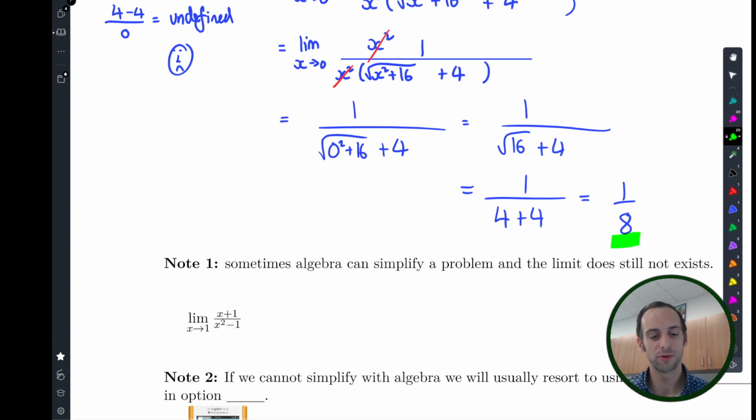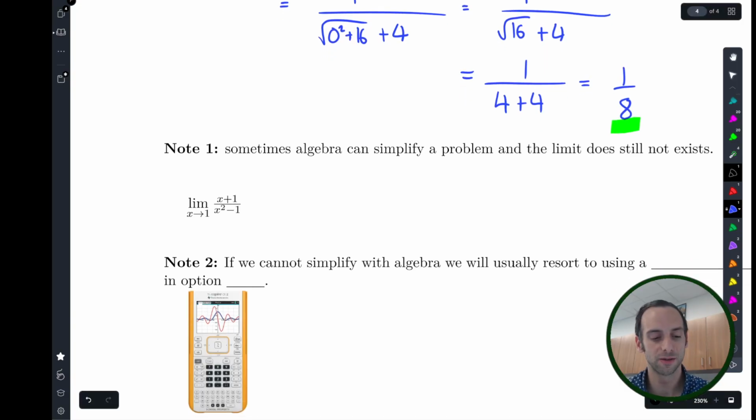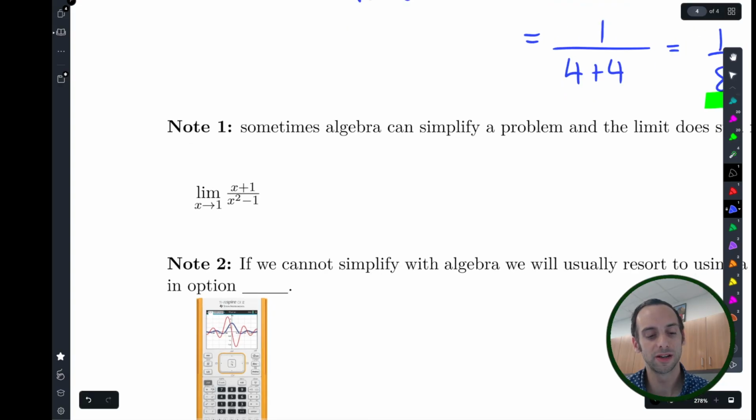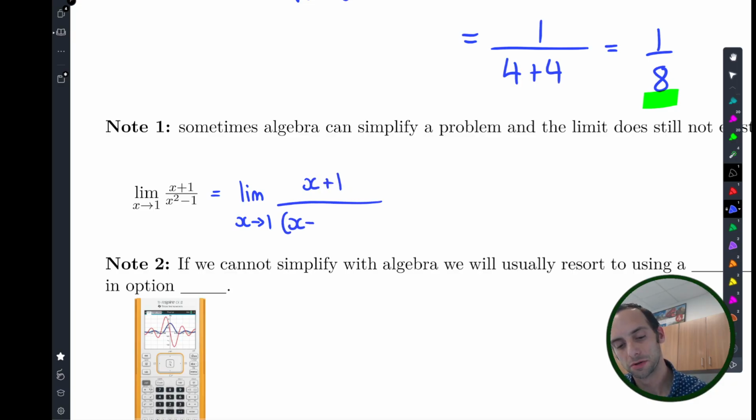Now, the final problem we'll cover with limits is a unique scenario where sometimes you do some algebra and your problem does simplify, but that still doesn't help your direct substitution. So we'll look at this little problem right here. The limit as x approaches 1 of x plus 1 over x squared minus 1. This is very similar to the first problem we looked at on this page. Okay? We'll factor it again using a difference of squares.